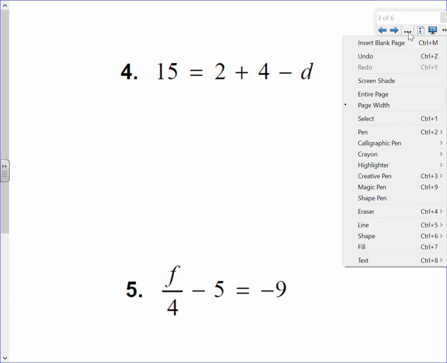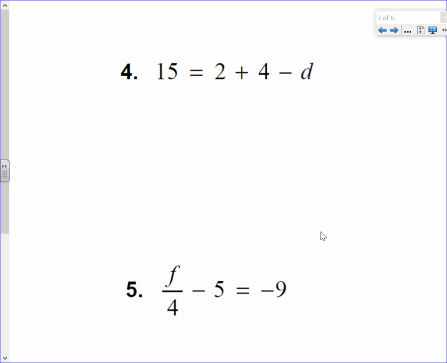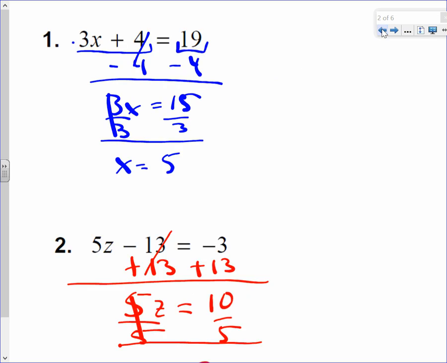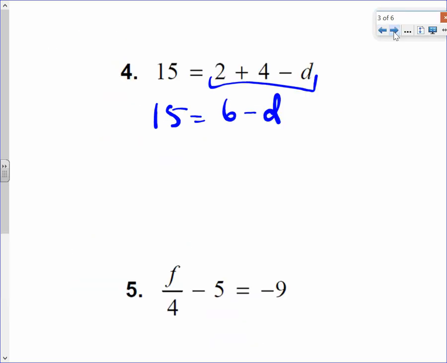All right, step 1, simplify if necessary. Can I simplify anything on the right side? Is there anything I can simplify there? Yes. The 2 numbers. Right, the like terms. 4 and 2 are like terms. They're numbers with numbers, so I can make this 6 minus D. So I did step 1. I simplified the right side.